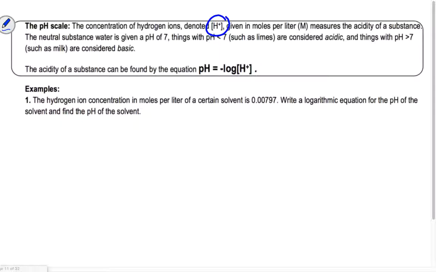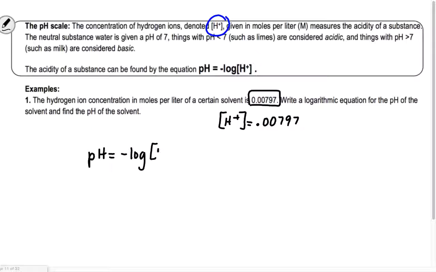So this says the hydrogen ion concentration in moles per liter of a certain solvent is this. That's our H+, which is 0.00797. Write a logarithmic equation for the pH of the solvent and find the pH of the solvent. This is a very easy question. We like these on the test. So we would say the pH is equal to the negative log of the H+, the hydrogen ion concentration. So it's negative log of 0.00797.